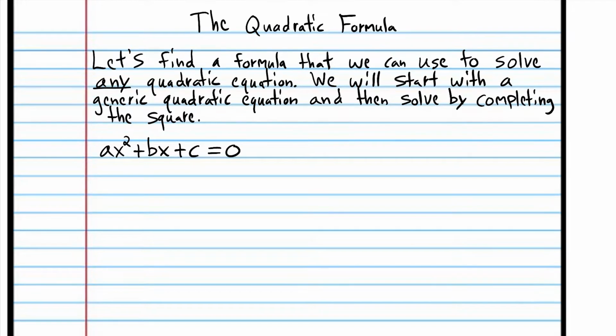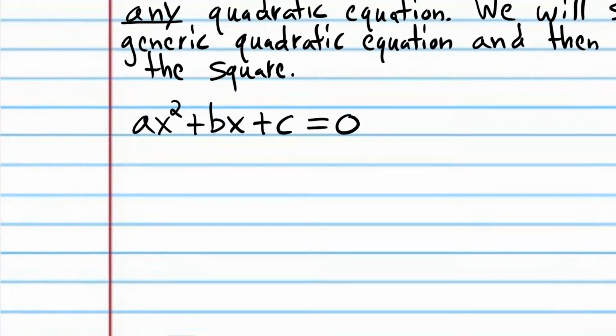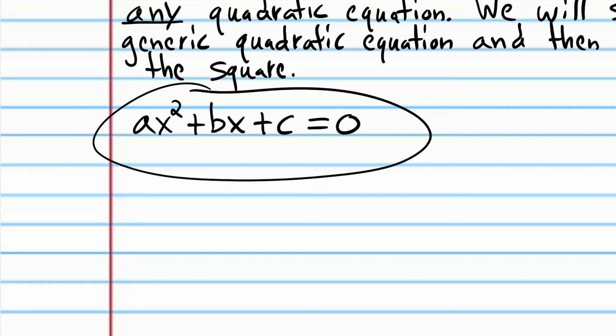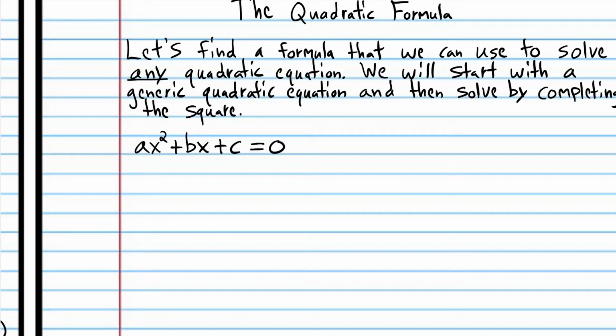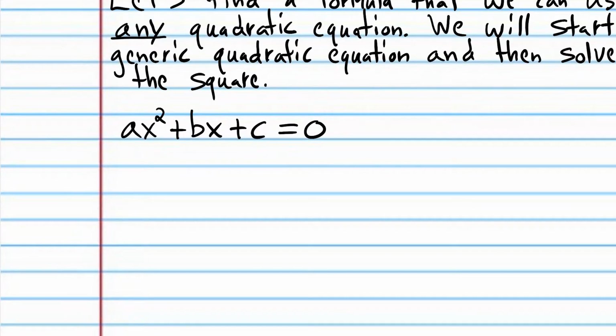So we're going to start with a generic quadratic equation. And the reason this is called generic is because these constants are not specific numbers. They're just letters. So A, B, and C are constants. And we're going to solve this equation. Once we solve this generic equation, that's going to give us a formula that will solve any quadratic equation where we just plug the numbers in and compute, and we're going to get the answer pretty quickly. And like I mentioned, we're going to solve this by completing the square. That's the method that we use to derive the quadratic formula.